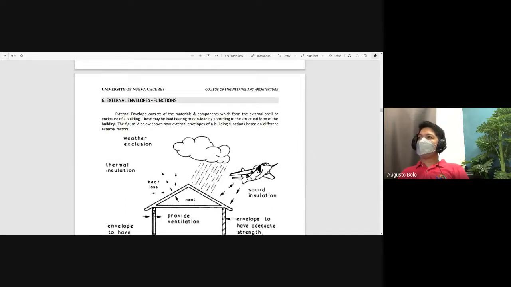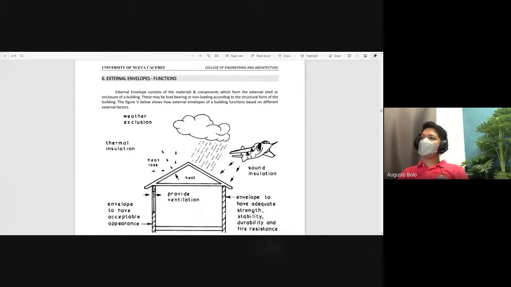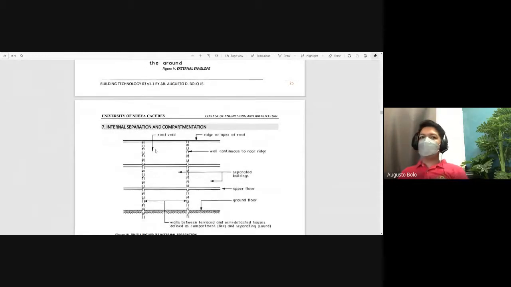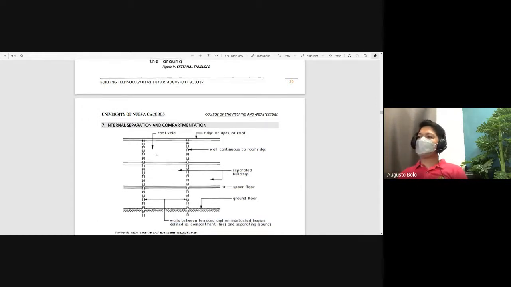These may be load-bearing or non-load-bearing according to the structural form. So study this one. While on the other hand, we have internal separation and compartmentation. What does that mean?